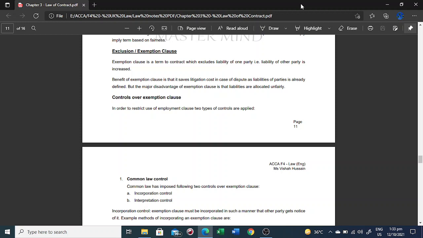Litigation cost is incurred when you have to define the liabilities, or you come together and discuss that, okay, now this dispute has arisen, what remedies are going to be. So in an exemption clause the liabilities are already decided, which is why it saves the cost in the future. However, the major disadvantage of an exemption clause is that liabilities are allocated unfairly, because one party gets more liability and the other party's liabilities are lessened.